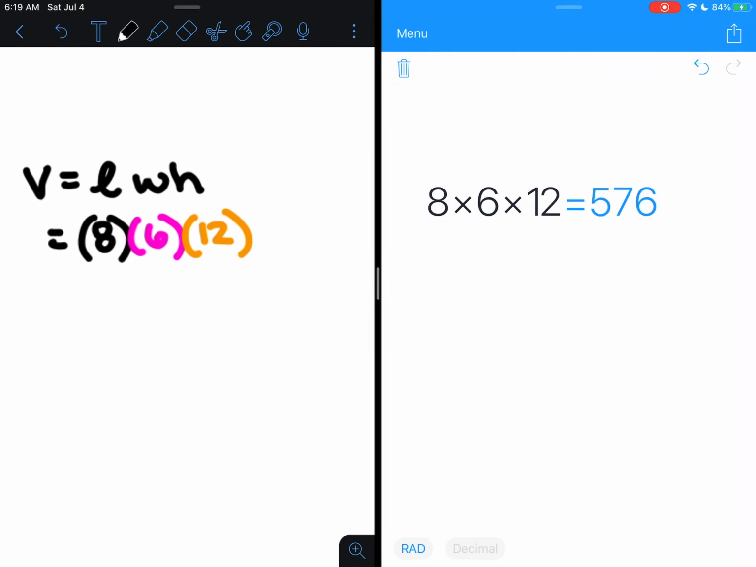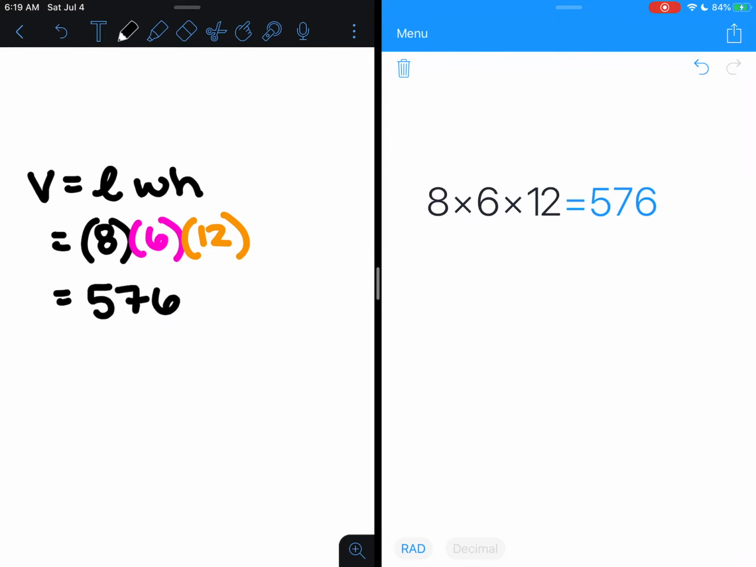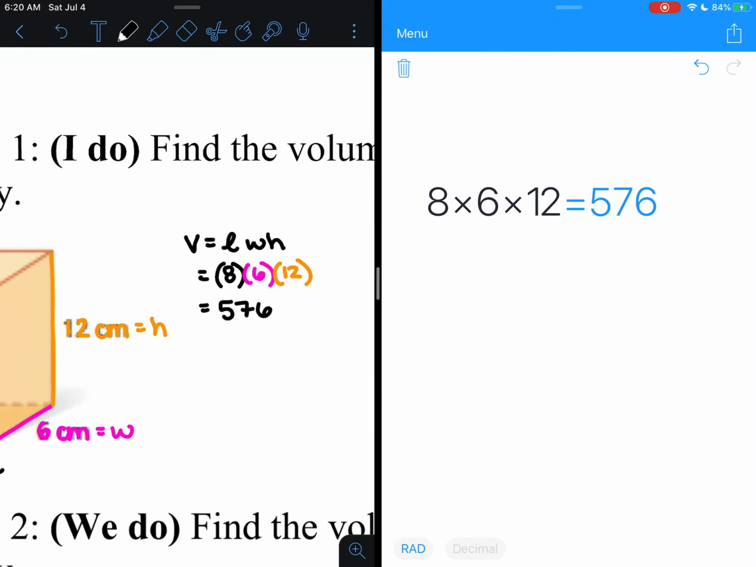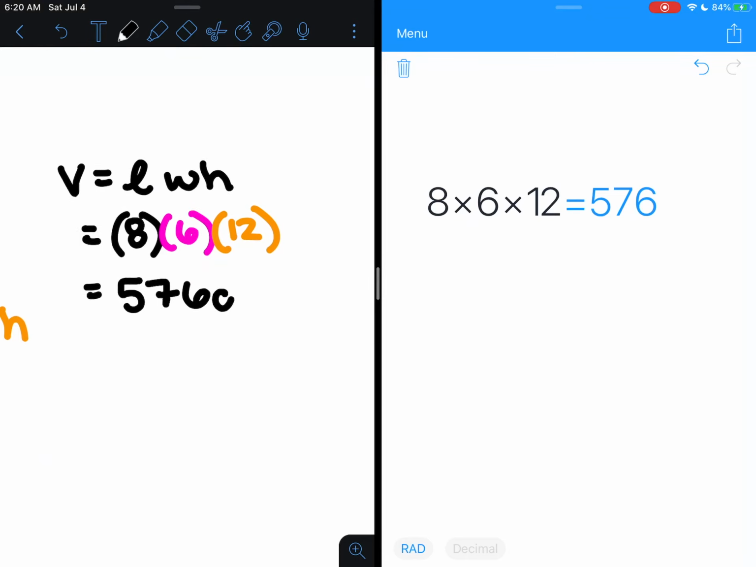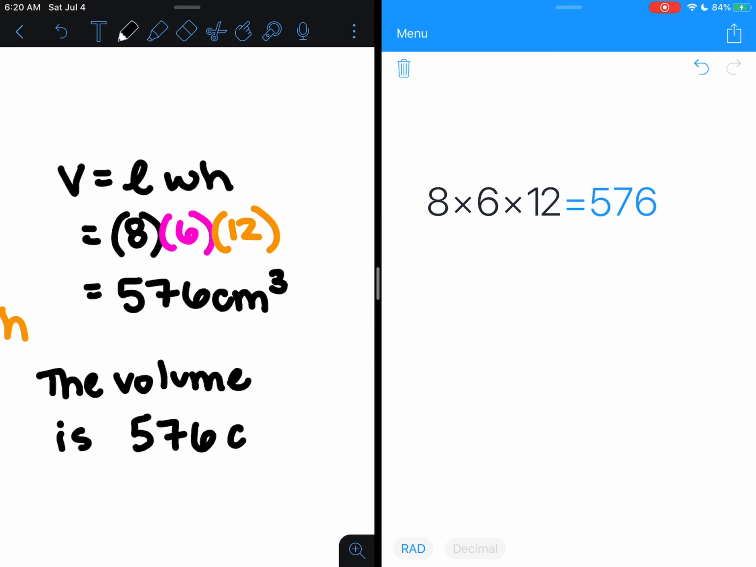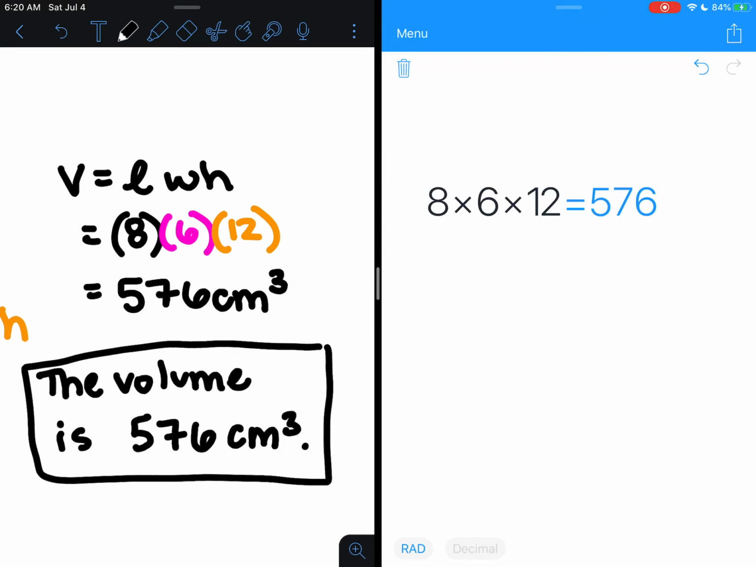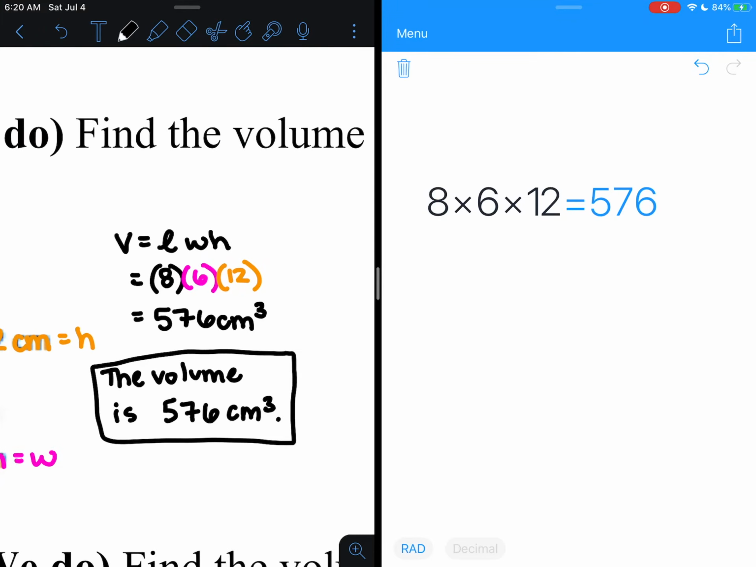So for example 1, the volume would be 576. And then because we're talking about centimeters and we are in volume, it would be centimeters cubed. That is a 3-dimensional unit. And so the volume is 576 centimeters cubed. And I'm going to put a box around that because that's the answer to the first part of this question. The second part of this question is what is the surface area?